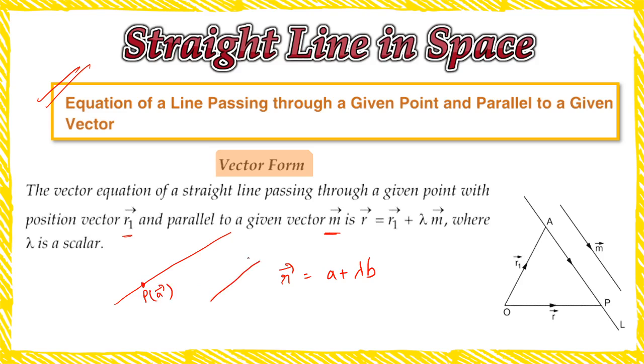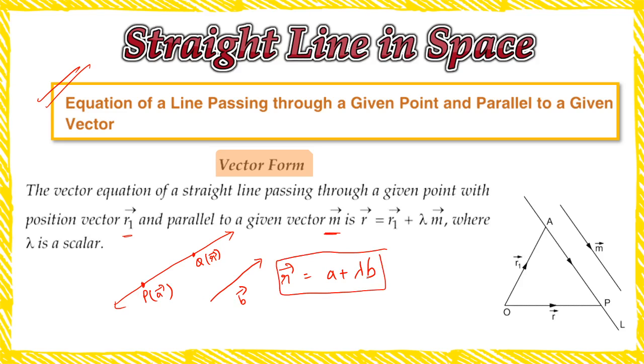Now this is parallel to a vector b. Now let's take any random point q, and this is vector r. So now the equation, or we can say vector r, will be equal to a plus lambda times b. This is vector form.